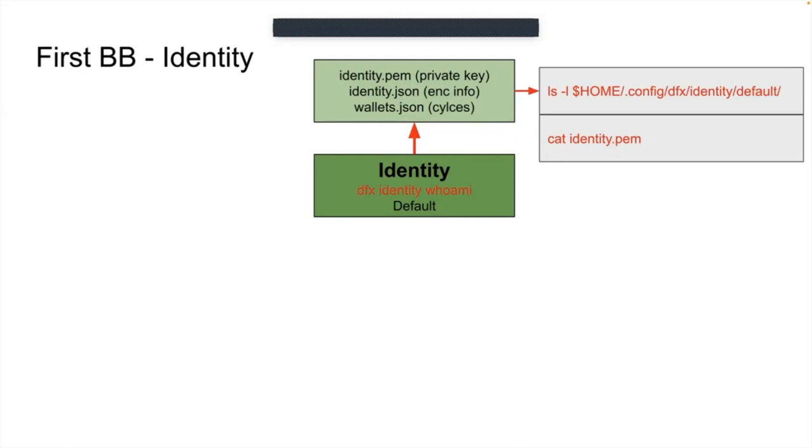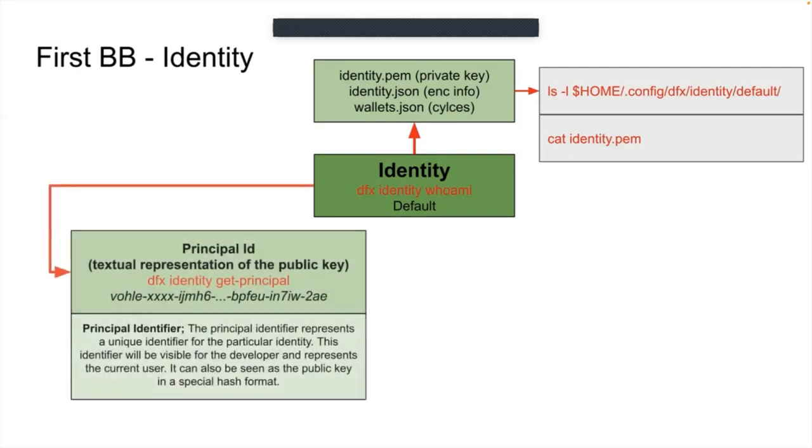But a developer identity offers two important identifiers which we should know. The first one is the principal ID or principal identifier. You can check your currently used principal ID with a simple command again in the terminal. The command is dfx identity get-principal. The principal identifier itself represents a unique identifier for that particular identity. This identifier will be visible for the developer and represents the current user. It can also be seen as the public key in a special hash format, and this public key belongs to the private key defined in the identity.pem file.